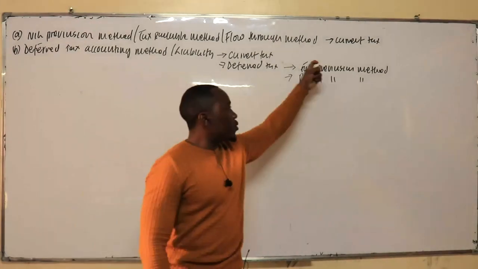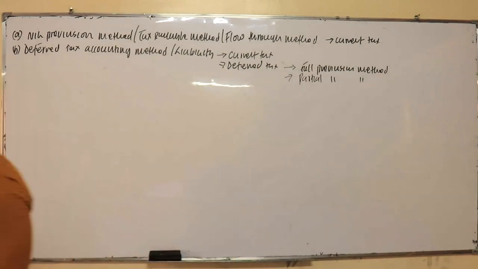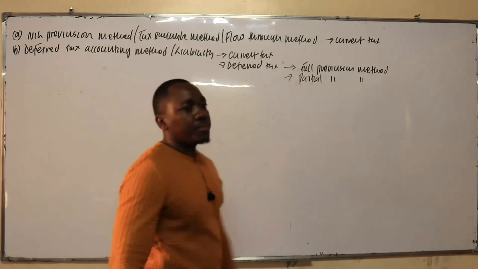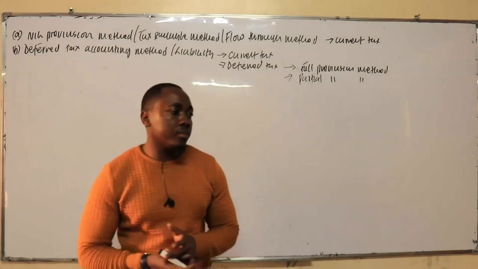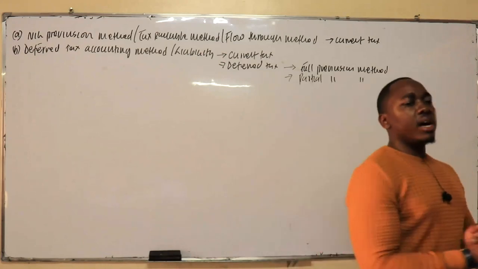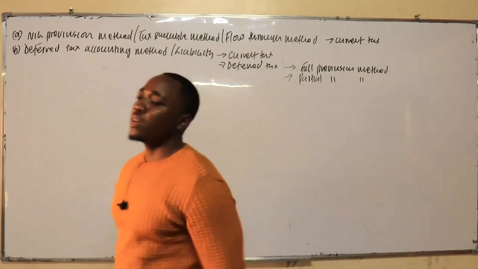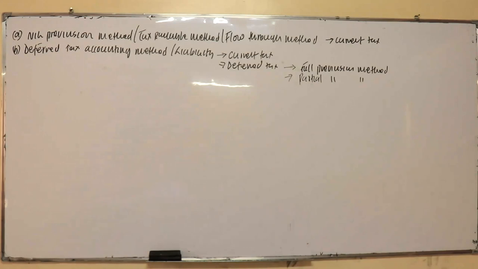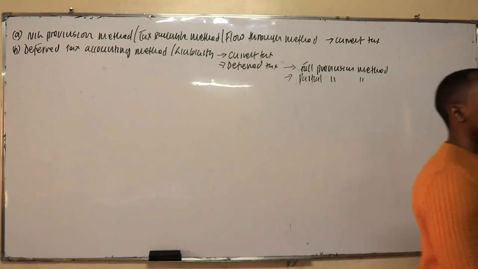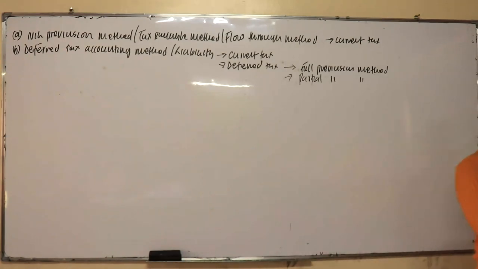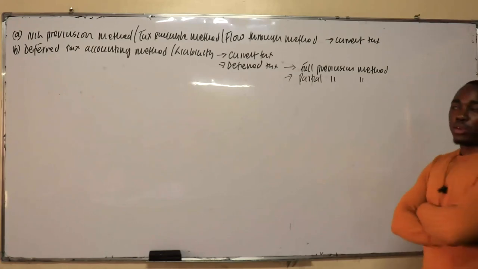Roman one, full provision method. Under this method, all the temporary differences for all the transactions are considered. Full stop. This is the recommended method by IAS 12.